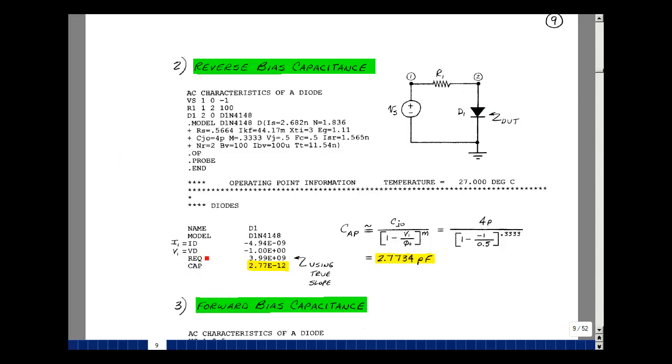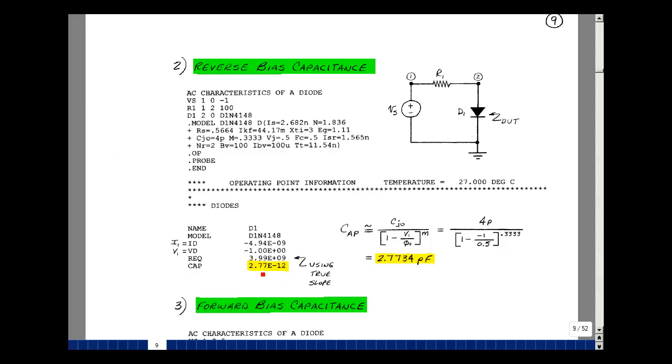The voltage across the diode is minus 1 volt, and that makes sense because the current flowing in this direction is very small. In fact, it's in nanoamps. It calculated the equivalent resistance as 4 gigaohms. Remember, there's two diodes in parallel. It's actually using the true slope. But with our hand calculation, we'll get a little different answer than this one, but basically a very high resistance.